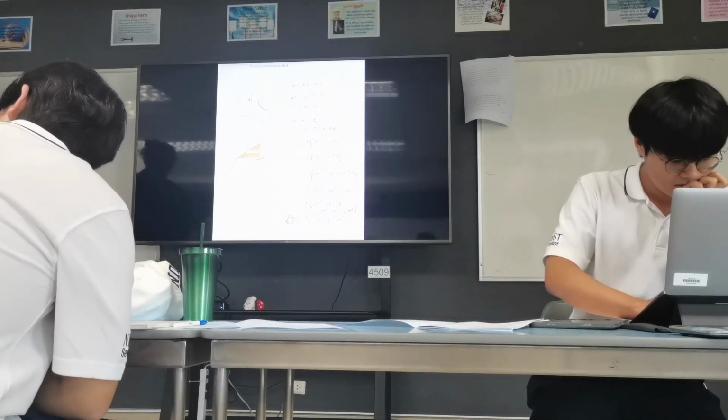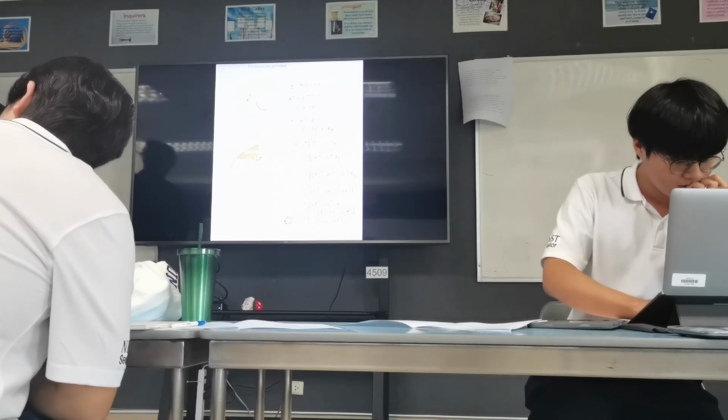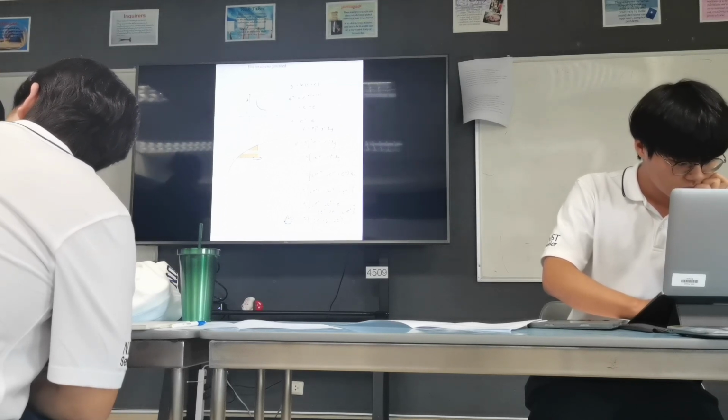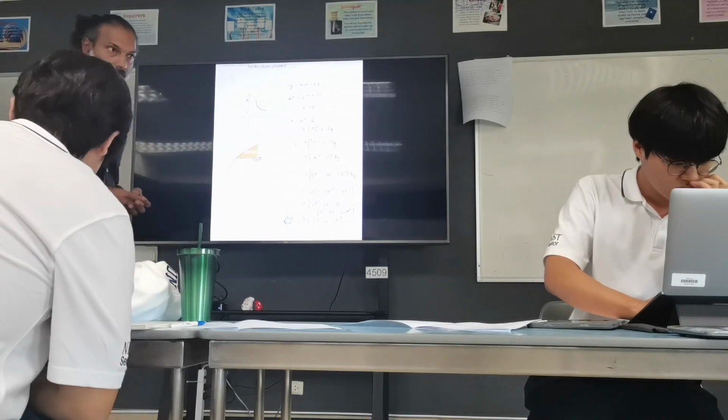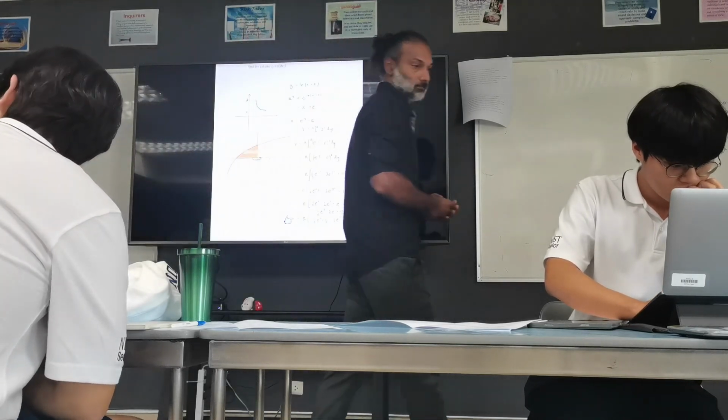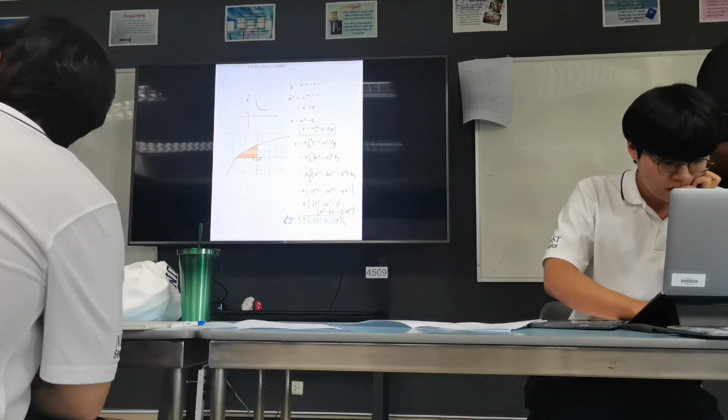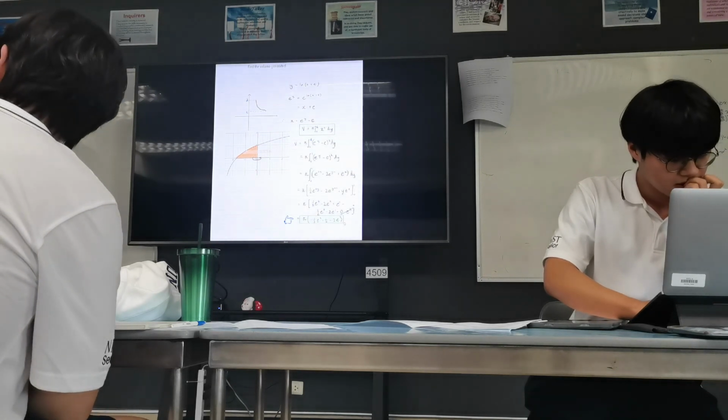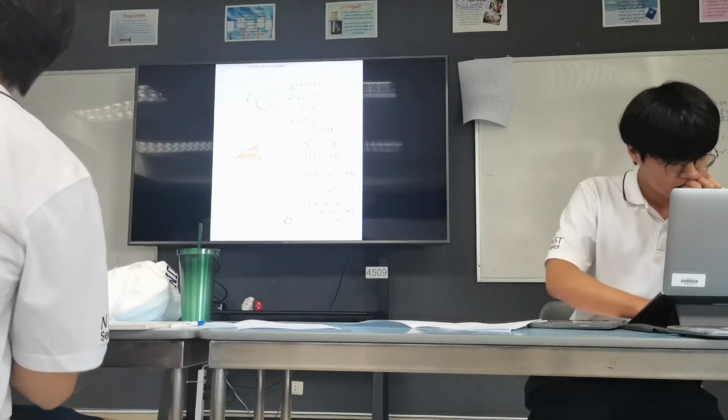If you don't know the anti-chain rule, what I do is look at the one that's inside, like e to the power of whatever. I look at that and try differentiating, and if I get that, then that's the anti-chain rule.